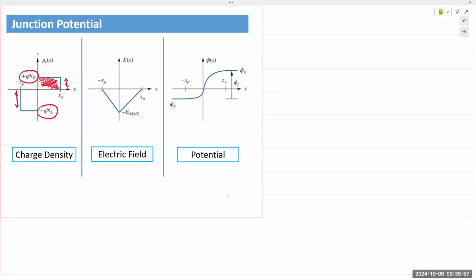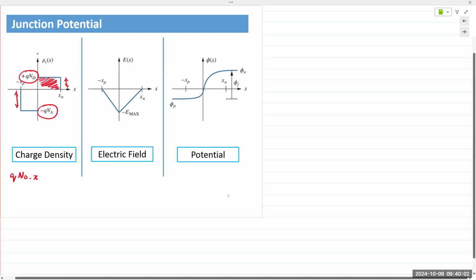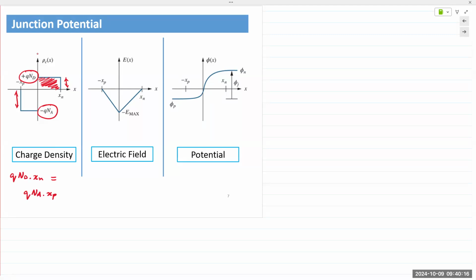But the equation balances this out. So q Nd times Xn is equal to q Na times Xp. Xn and Xp are the distances of the depletion region into the n and the p-type material. How far does the depletion region extend into both the n-type and the p-type material? Xn and Xp put together give you the total depletion region.